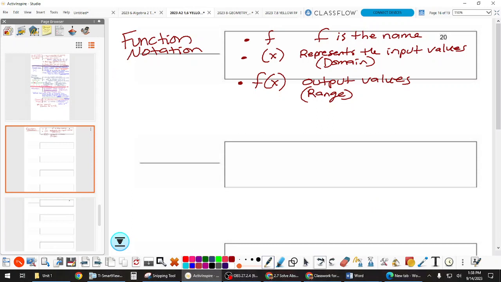And then over here underneath function notation, maybe just write say. Okay. Remind yourself that we say f of x. It's not fx. Okay, it's f of x.